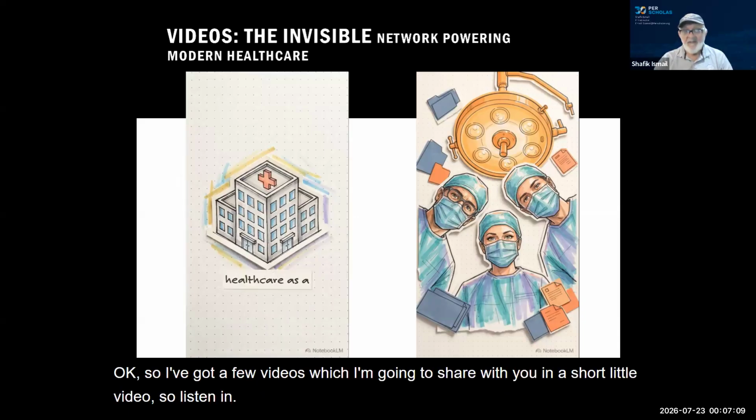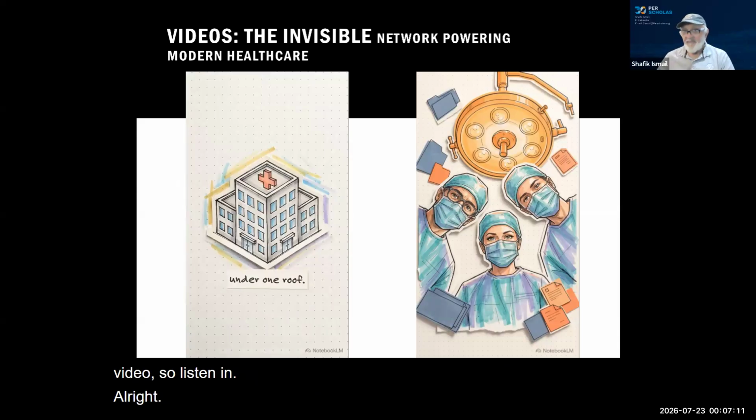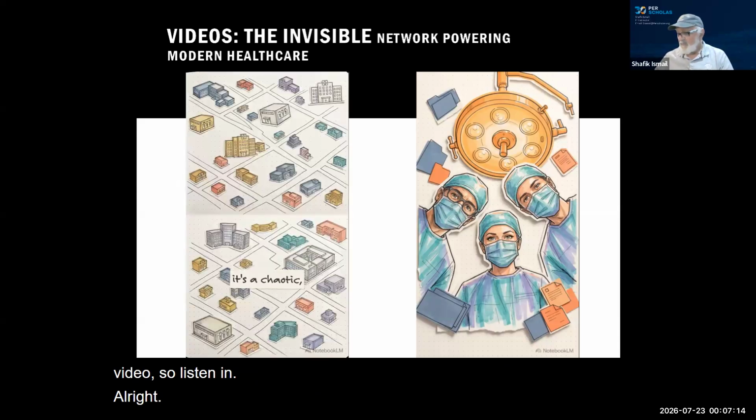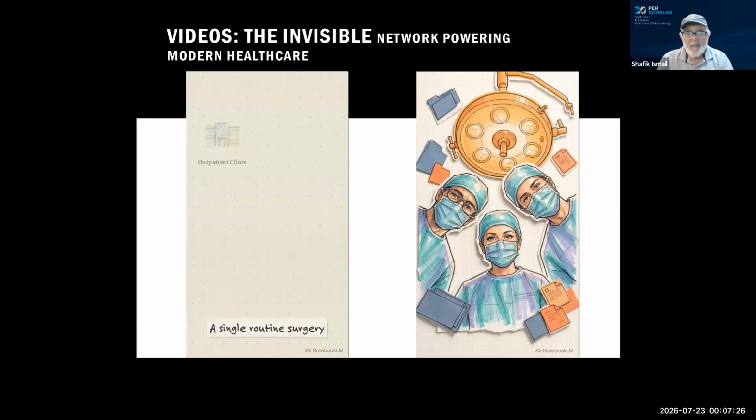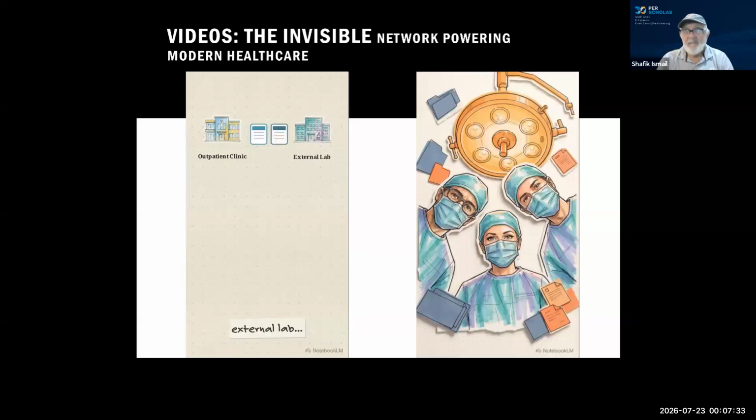Most people picture healthcare as a single building where everything happens under one roof. But in reality, it's a chaotic, fragmented web of independent clinics, labs, and insurance companies. So how does your medical history survive the jump between all these different businesses without a fatal error? A single routine surgery might start with a diagnosis at an outpatient clinic, your blood getting processed by a totally separate external lab, and the procedure itself happening at a hospital, all funded by a private payer. The only thing keeping these physical islands acting as one unit is a massive digital bridge.